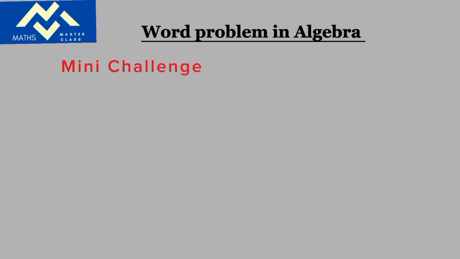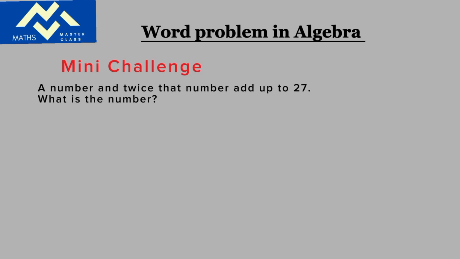Challenge time. Try this on your own. Feel free to pause the video. We'll go over the answer when you're done. A number and twice that number add up to 27. What is the number?